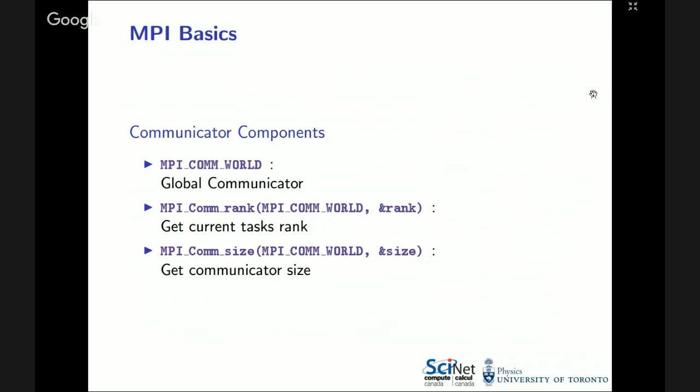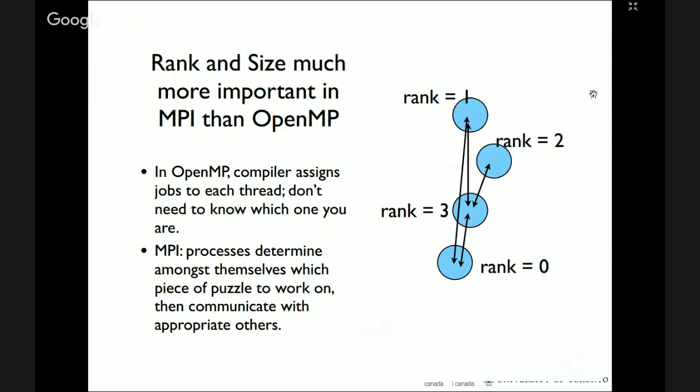So communicator components, we've talked about this: COMM_WORLD, rank, my current rank, communicator size. Rank and size are much more important, as I think I've been kind of beating the dead horse here, way more important in this than OpenMP. In OpenMP, I don't care what thread I am. I just say there's n threads and do my do loop, and I do my parallel loop, and it breaks out. I don't really care which piece does which. In this one I do, because I have to manually send, you get this data, you get that data. I have to actually do that partitioning myself because of the distributed memory nature of it.